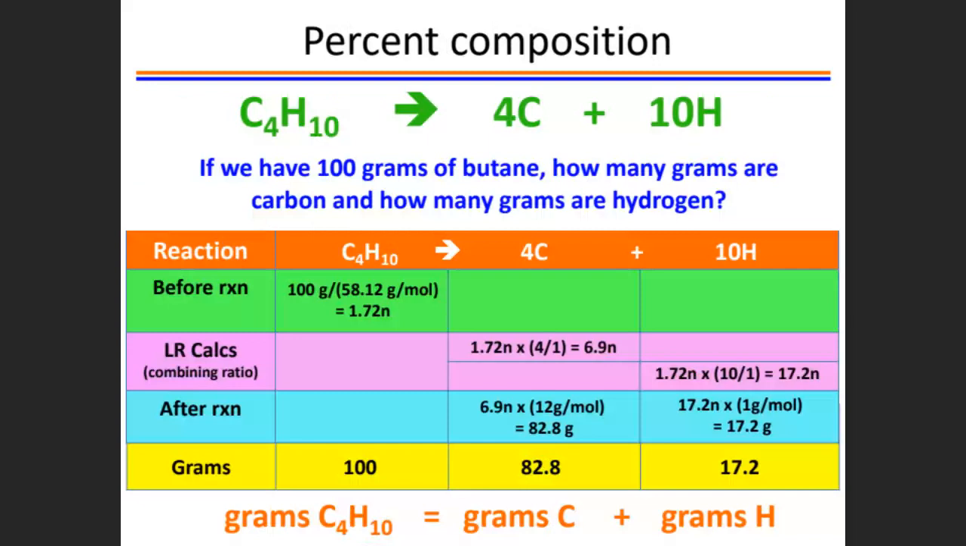If we have 100 gram of butane, how many grams are carbon and how many grams are hydrogen? So we have total carbon before reaction. They follow the same chart that we did in the last class. You remember the limiting reagent? They use the same thing here. Let's do these examples here.